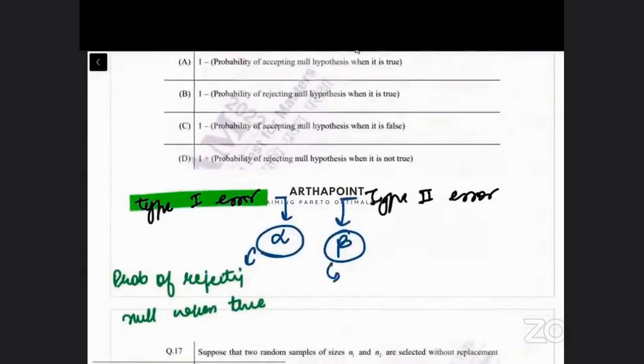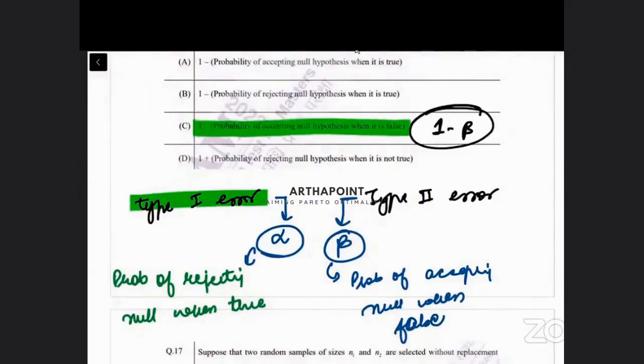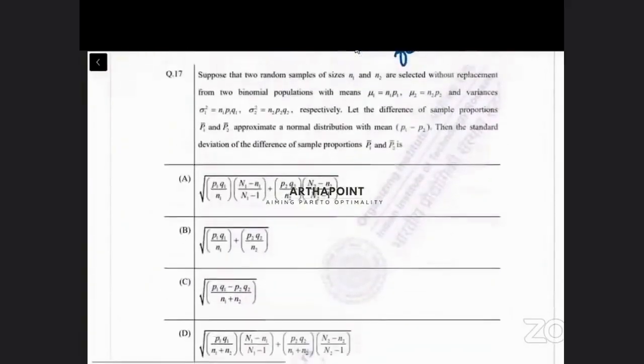So beta is the probability of accepting null when false. And the power of the test is 1 minus beta. So this is the power of the test. So it is 1 minus the probability of accepting null when false. Okay, come to the next question.